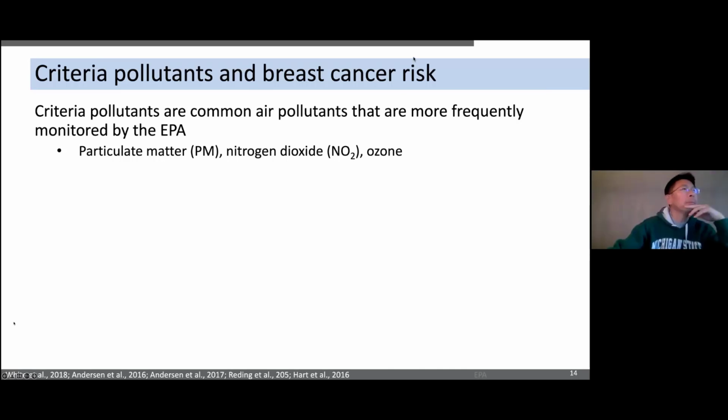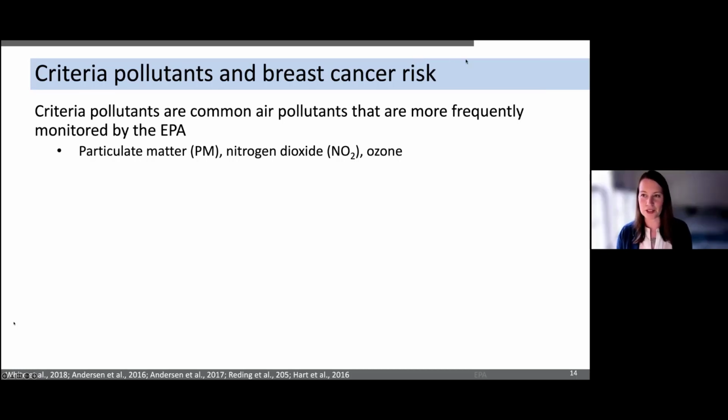Thank you. All right, so unless anybody has any other question about the airborne metals, I'm going to move to the criteria air pollutants. Most of my work has focused within the criteria air pollutant realm, and the benefit of these exposures and considering them is that they are much more regularly monitored by the EPA. So we have a lot better data to estimate an individual's exposure to the criteria air pollutants. And this includes particulate matter, nitrogen dioxide, and ozone.